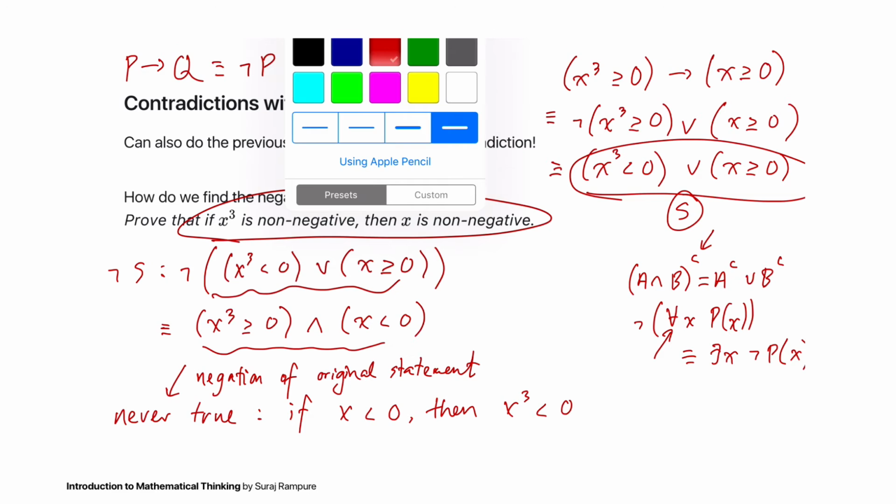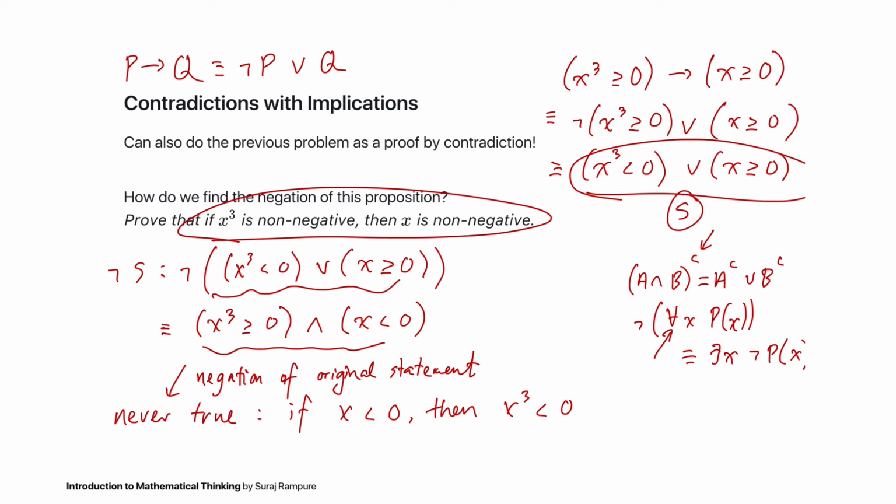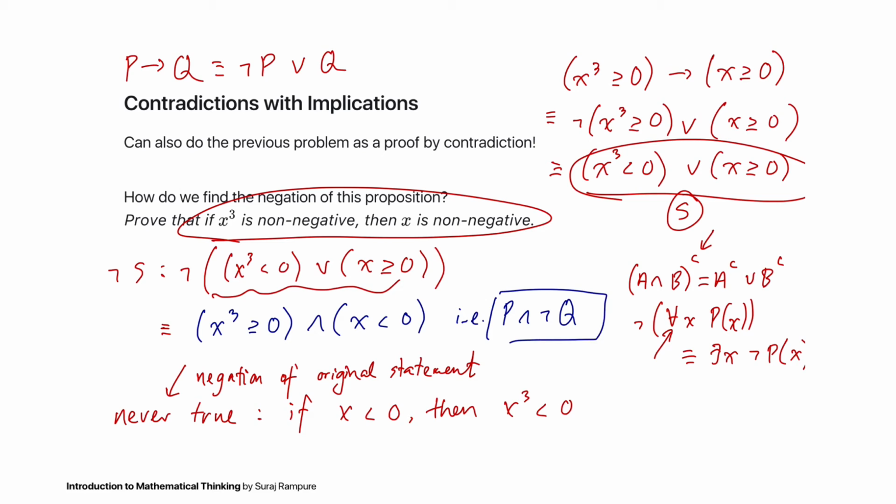So what we're looking at right now is p, let me erase this line here. Okay, I'll rewrite it. x cubed greater than or equal to 0, and x is less than 0. So this is, i.e., p and not q. Good. So if we're trying to show the implication p implies q holds, to do this by contradiction, we could start by assuming that p and not q holds. And we'll arrive at some sort of contradiction.